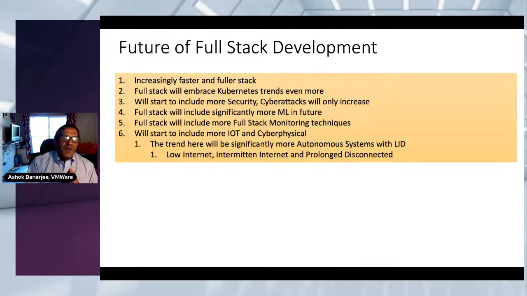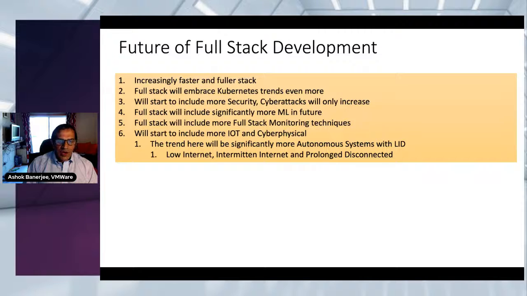In terms of my final predictions, trying to stay within the time that we wanted to, I think speed will go only faster and fuller stack. The full stack will embrace Kubernetes even more. We will have more cybersecurity, cyber attacks, simply because everything moves to digital. So full stack will start to embrace more security components with it, especially remote attack vectors. Full stack will include a lot more ML and big data within its fold, and as I was saying, get fuller, and the trend will continue is my expectation.